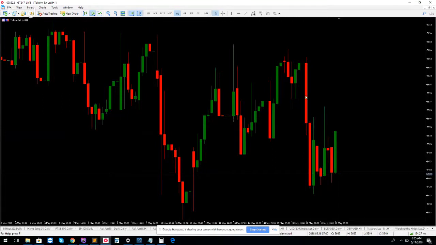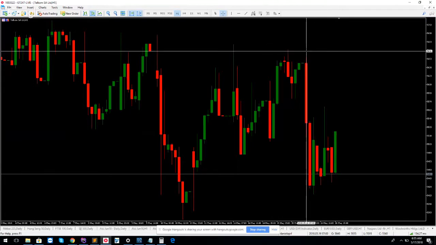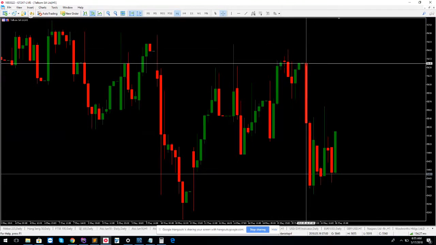So from here to there was the full day. So this was the opening candle, opening price.